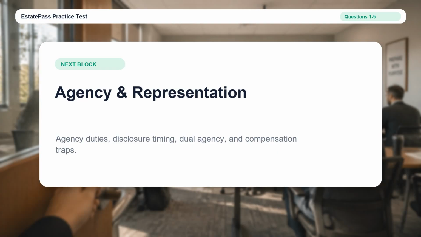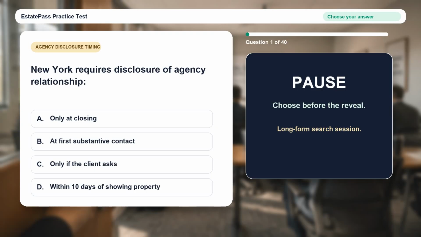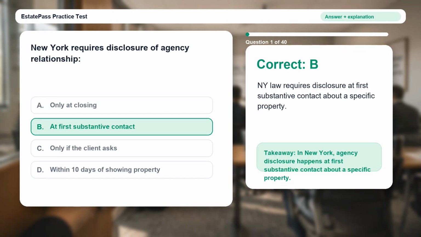Next block. Agency and representation. Agency duties, disclosure. Question 1. New York requires disclosure of agency relationship. Your choices are A. Only at closing, B. At first substantive contact. The correct answer is B. At first substantive contact.